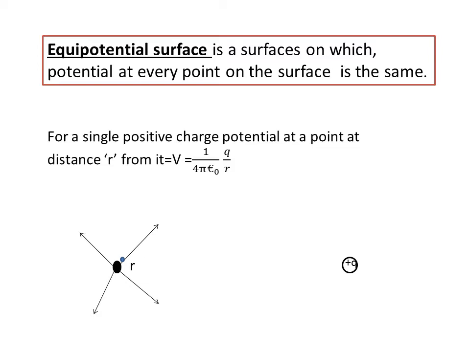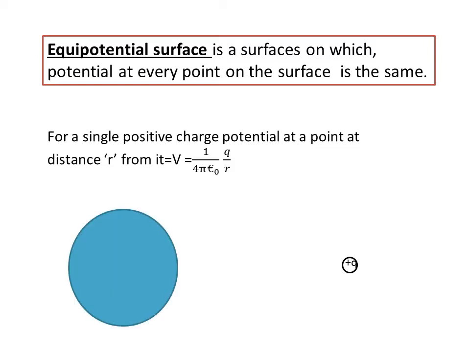We shall draw a figure connecting all these points. It is a circle. We have drawn it on a two-dimensional space. If we consider three-dimensionally, it is a sphere. So for a single positive charge, equipotential surface is a sphere.